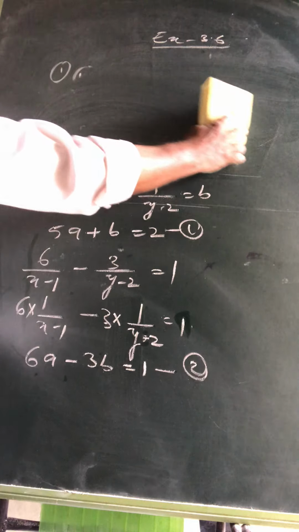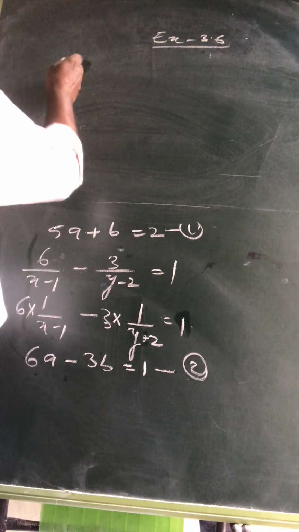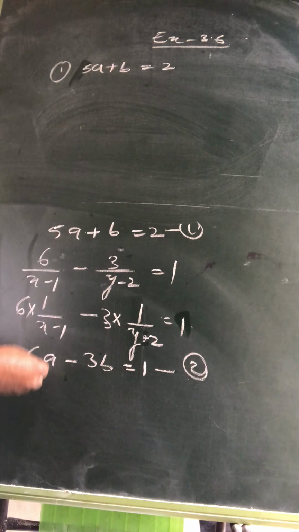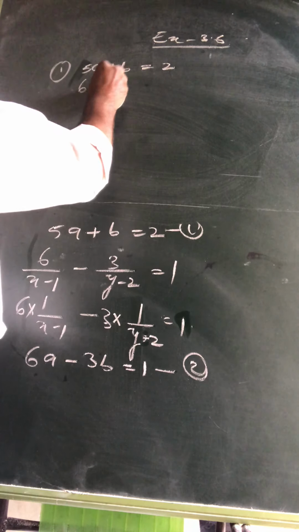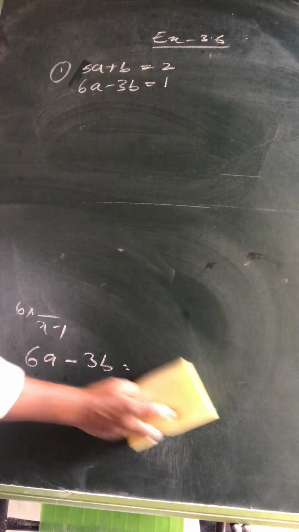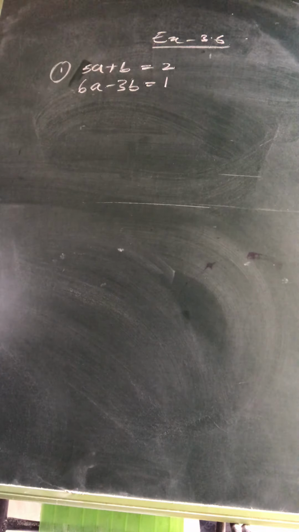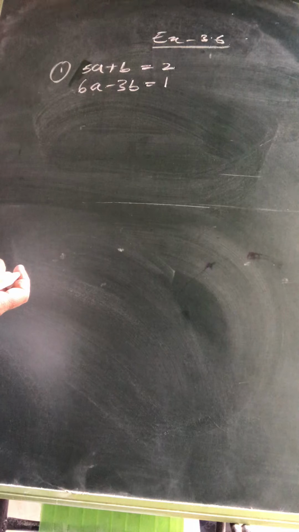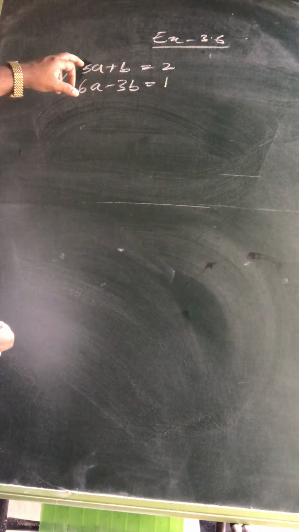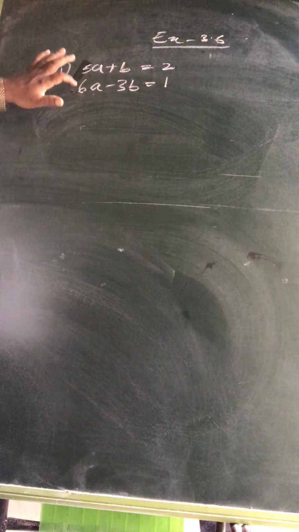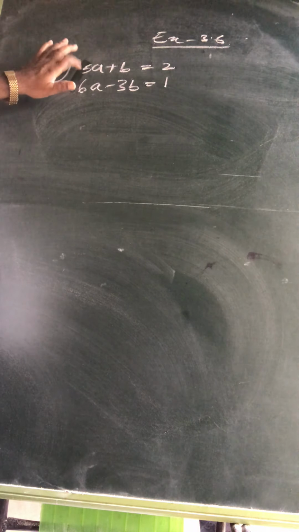What is the first equation you got here? 5a plus b is equal to 2. The second equation you got is 6a minus 3b is equal to 1. Now we are going to solve these. I told you that you can prefer the elimination method, to eliminate either a or b. To eliminate a, we multiply the first equation by the coefficient 6, and the second equation by the coefficient 5.